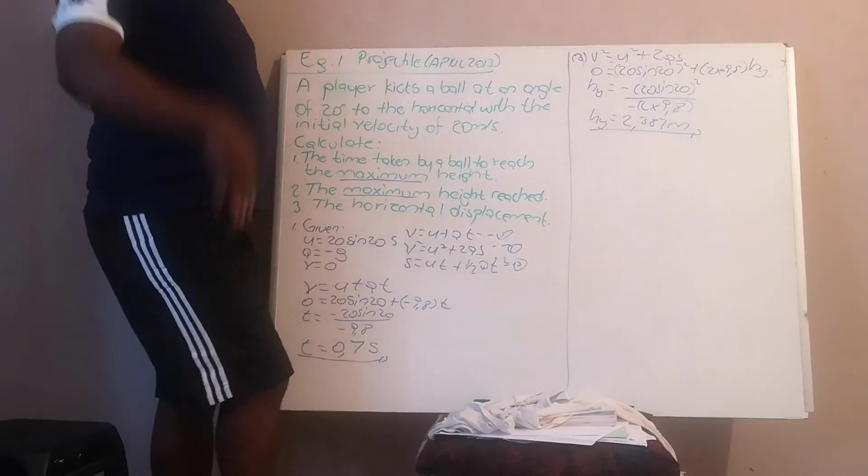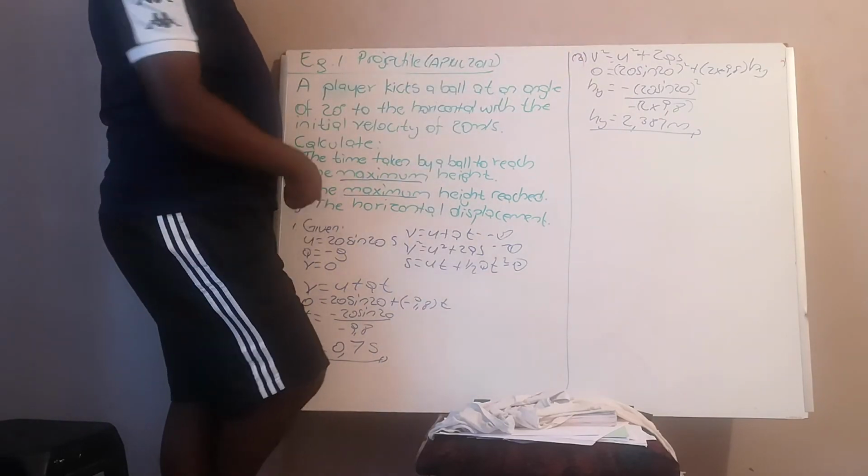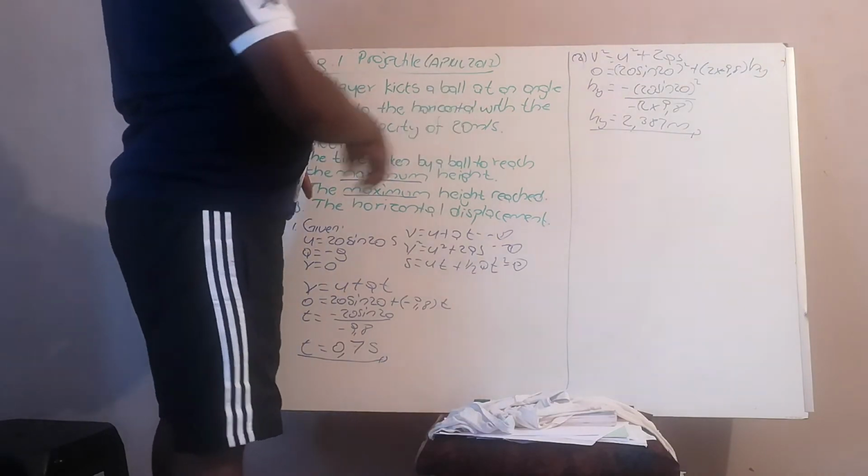The only things you need to remember are your initial velocity, and your acceleration, which is negative 9.8 if you are dealing with vertical height. If it's a maximum, then your final velocity is 0. Lastly, they want your horizontal displacement. They want your range.